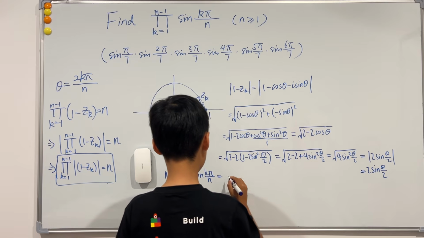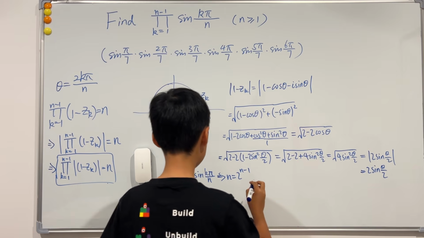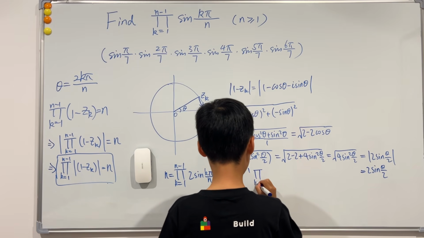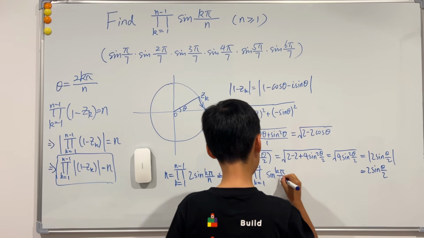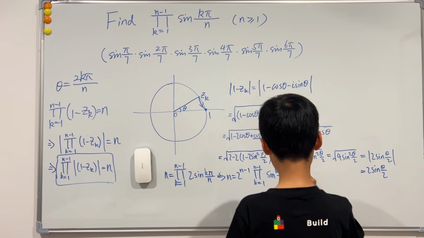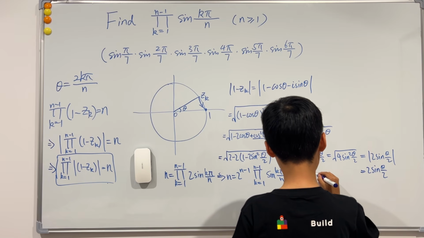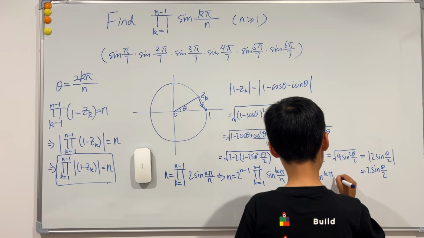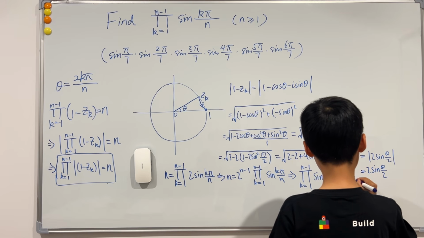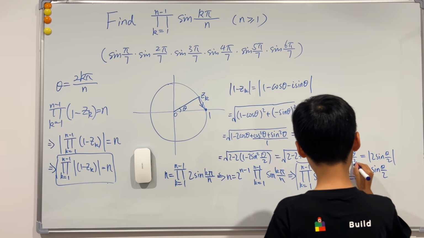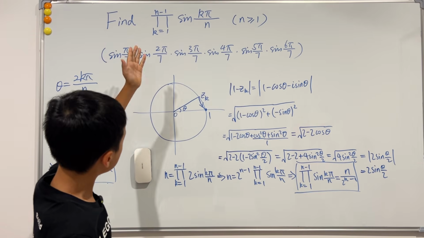So this is also equal to, or I can just do this. n is equal to 2 to the n minus 1 times capital Pi, k goes from 1 to n minus 1, of sine k pi over n. And so the capital Pi, k equals 1 to n minus 1, of sine k pi over n is equal to n over 2 to the n minus 1. So this is the final answer of this very interesting question.